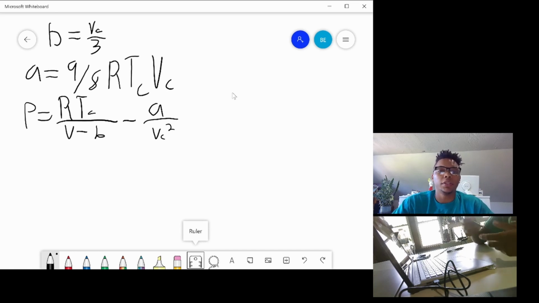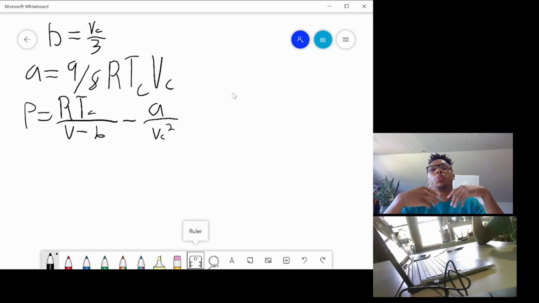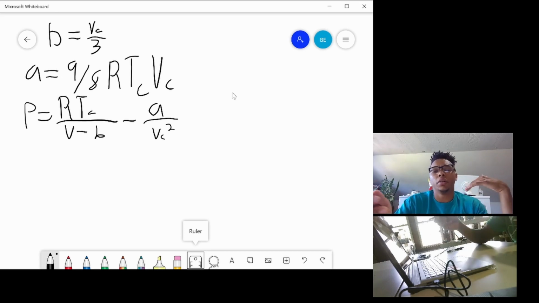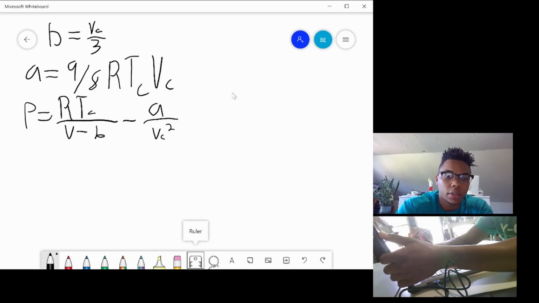And then we have our pressure, our van der Waals equation from the beginning, which is P equals RT critical over V critical minus B, minus A over Vc squared. What we do now is we actually want to input our A and B right back into our equation so we can find our compressibility factor, so that once we find that, we won't have to do all these hard complications all over again. So let me just go ahead and do that.